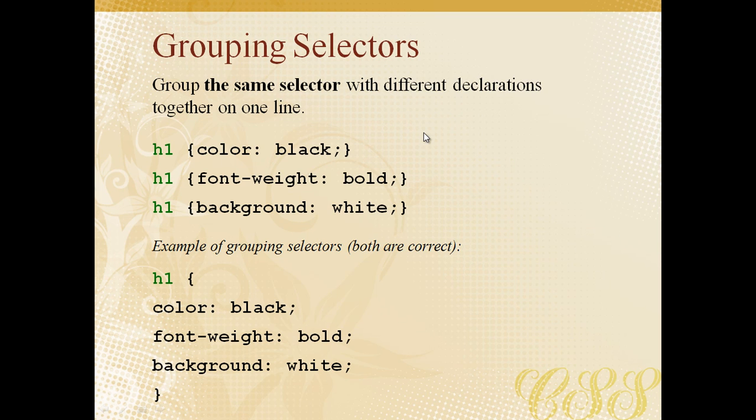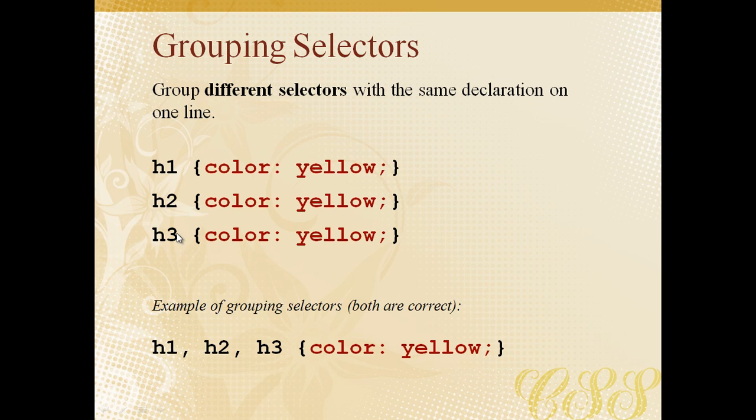Now we have an exact example. You have h1 color : black, h1 font-weight : bold, h1 background : white. When you have the same selector, all these declarations can be combined together as one rule. Here is the answer: h1 color : black, font-weight : bold, background : white.